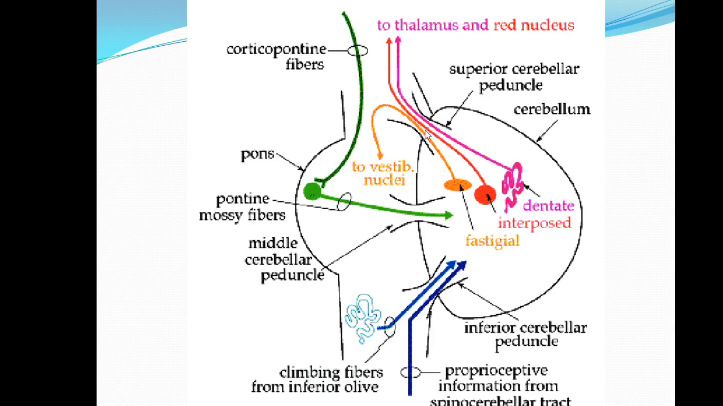Here you can see the superior cerebellar peduncle connecting the cerebellum with the midbrain, carrying the fibers from the dentate nucleus and from the fastigial and globose nuclei, from the fastigial going to the vestibular nuclei, and so the superior cerebellar peduncle fibers are going to the thalamus and to the red nucleus.